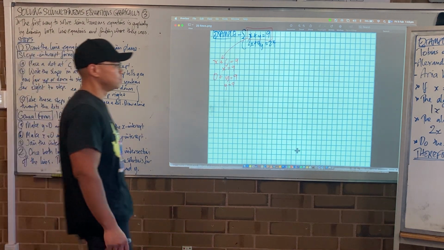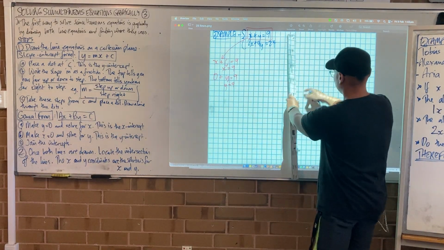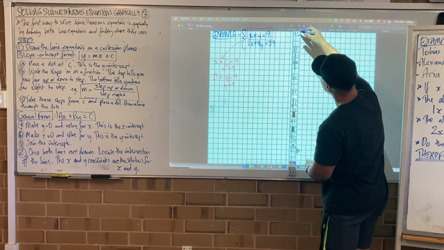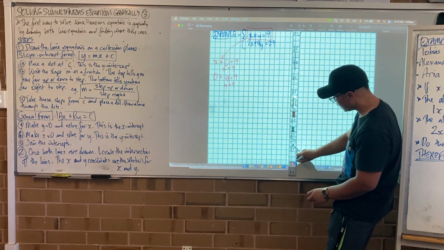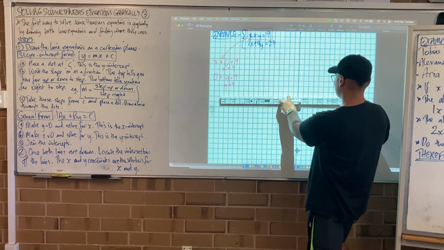Where's my ruler? There it is. I need to semi-draw it accurately, otherwise the lines aren't going to cross each other, so bear with me for this.